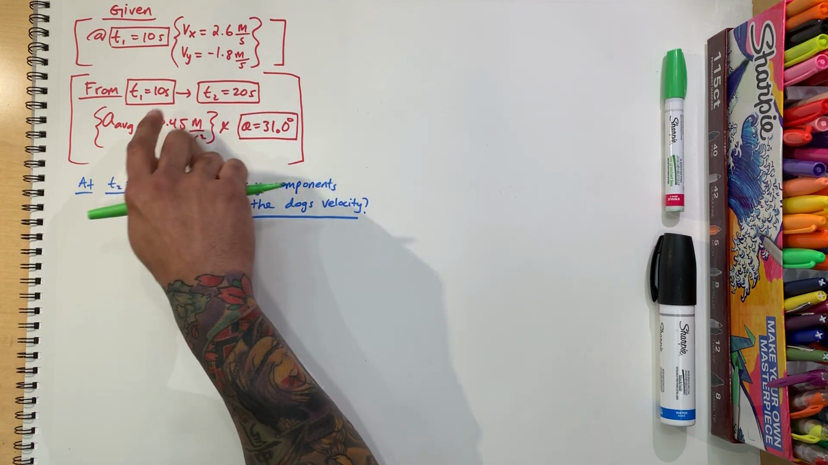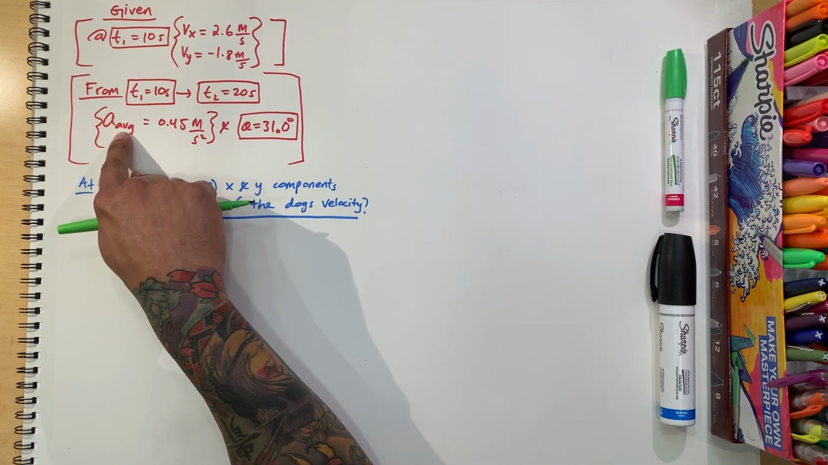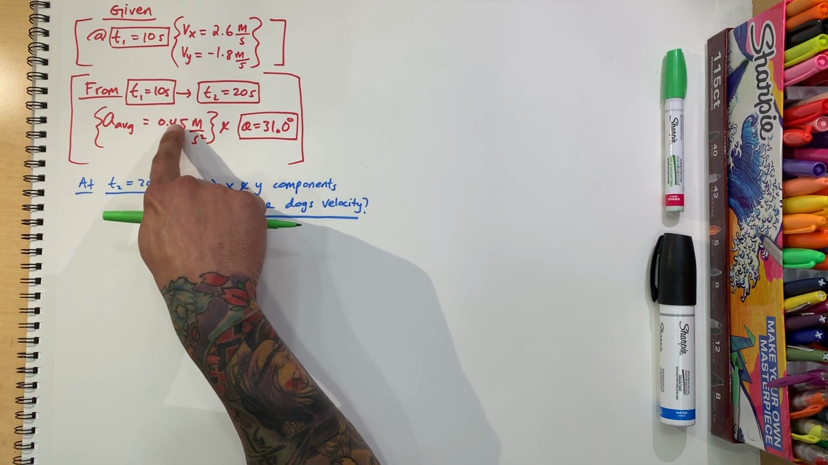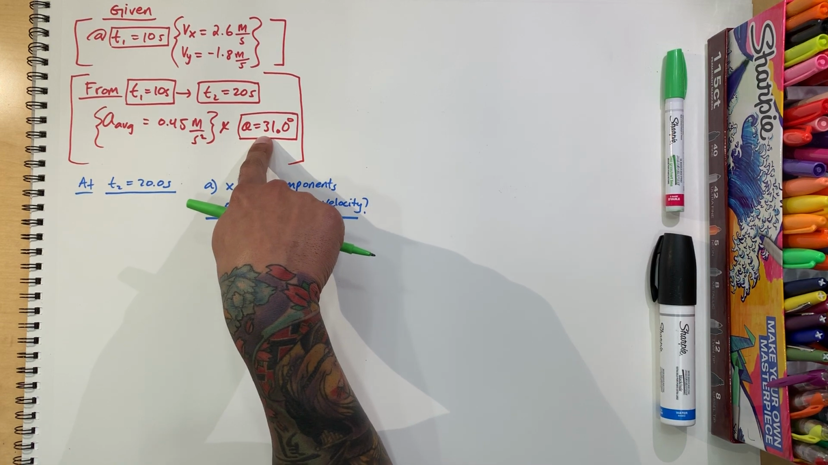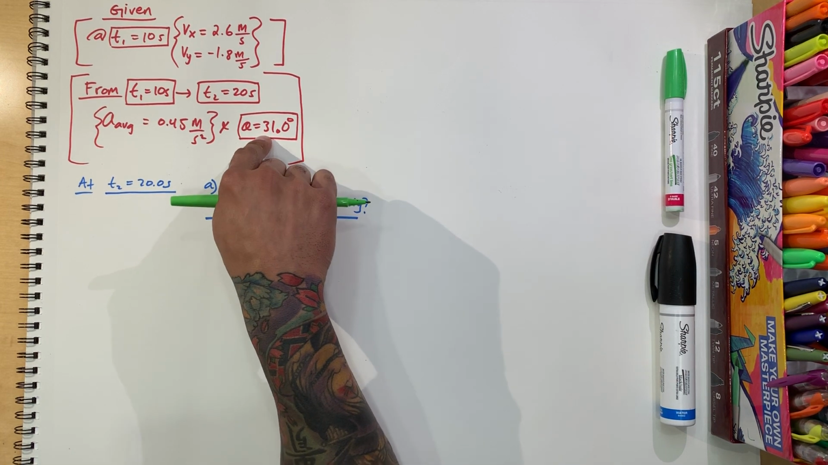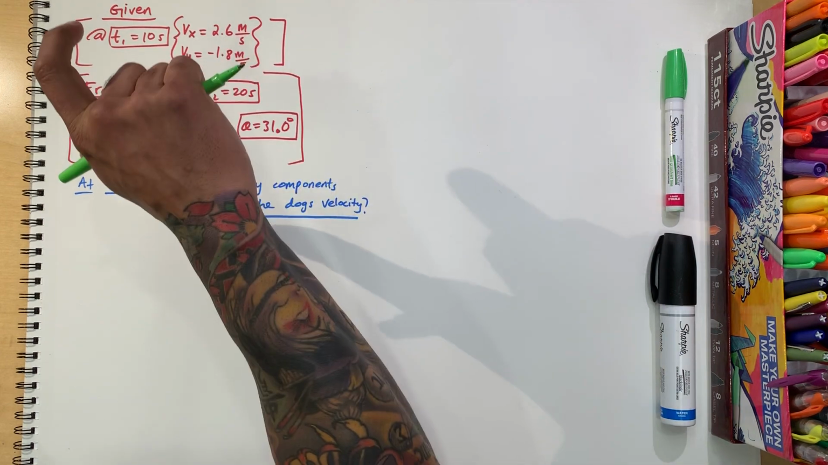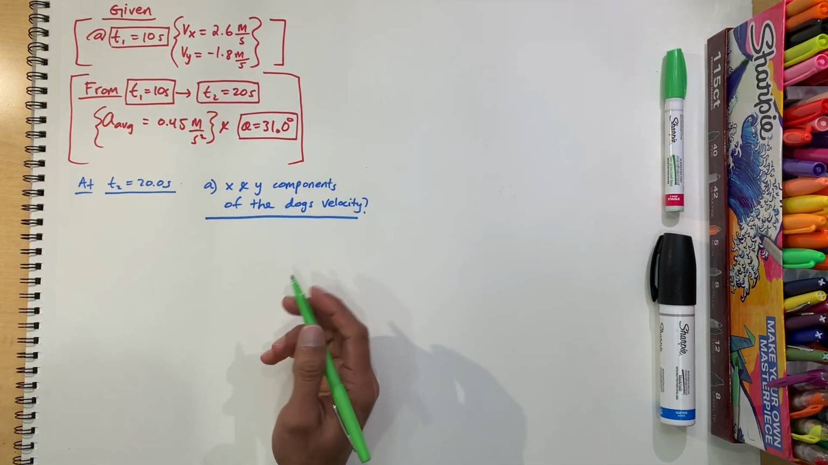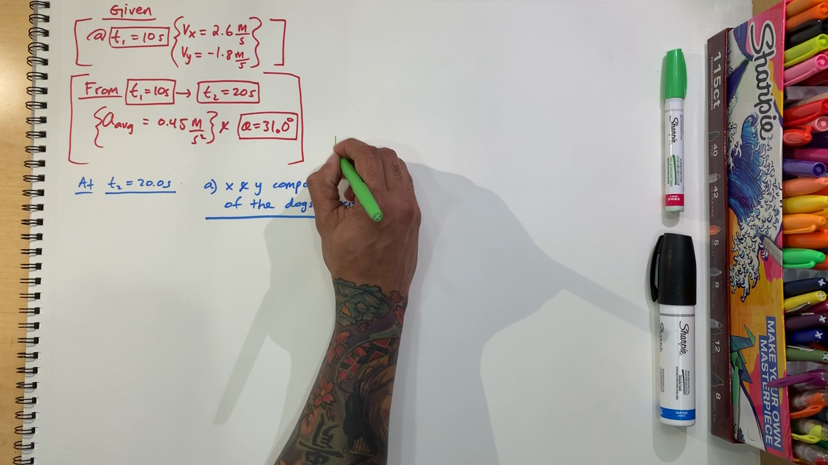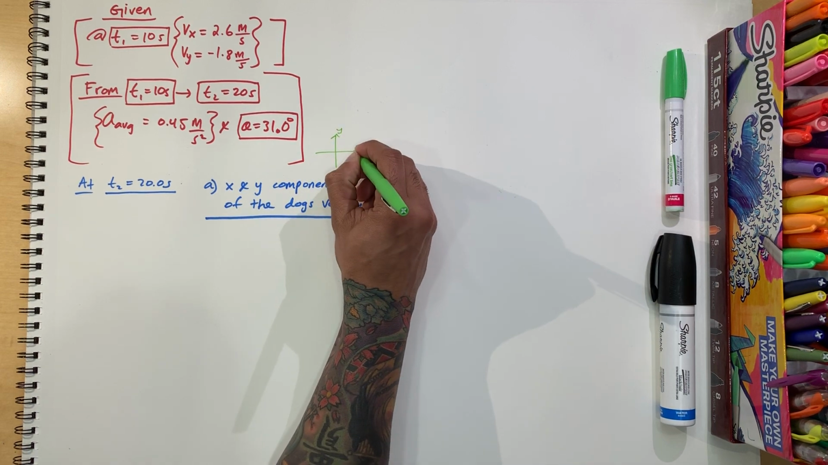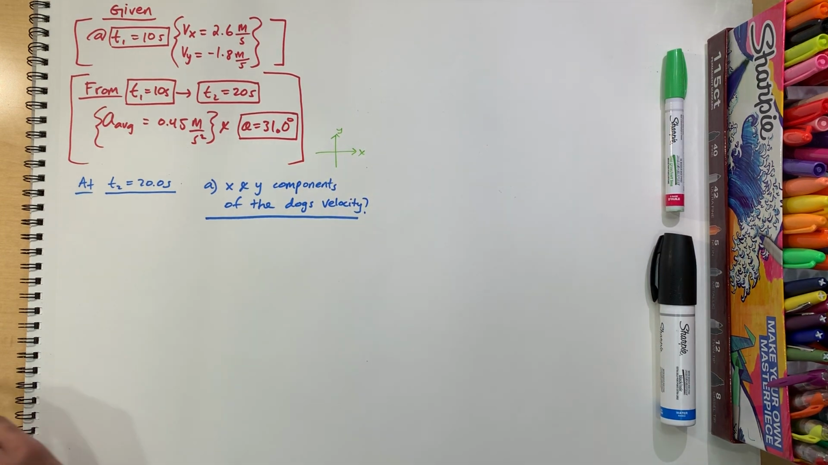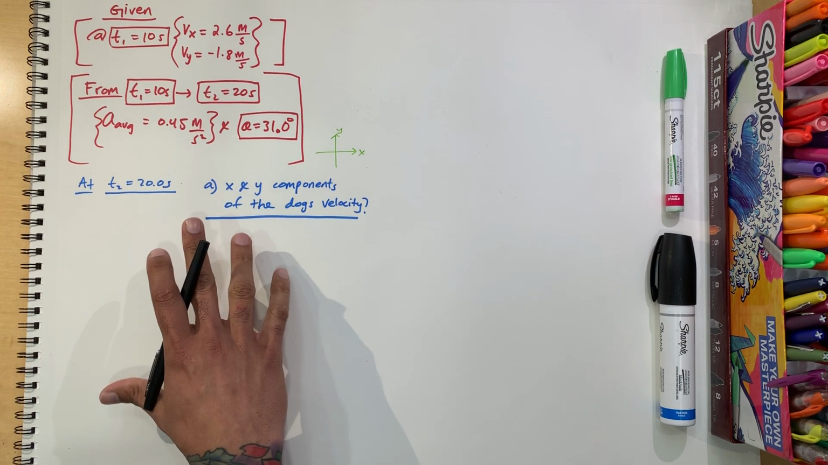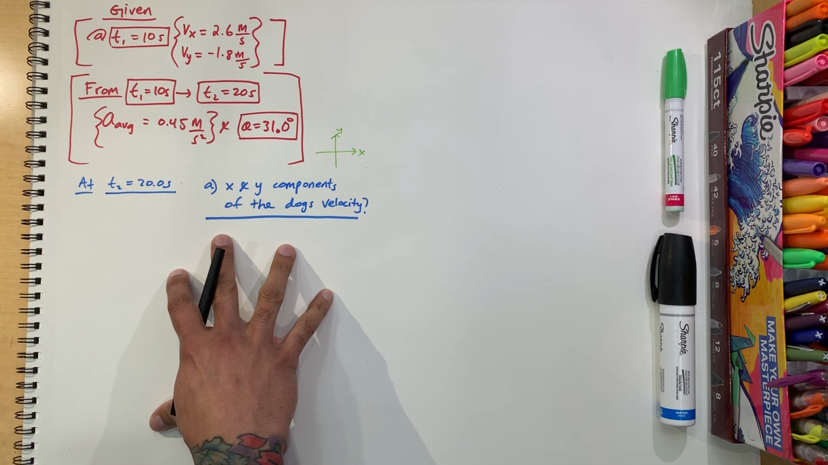Then it says for the time interval from T1 to T2, where T2 is 20 seconds, the average acceleration of the dog has a magnitude of 0.45 and a direction of 31 degrees measured from the x-axis towards the y-axis. So the coordinate system is like this, x towards the y. Let's take that information and see what we need to do with it.